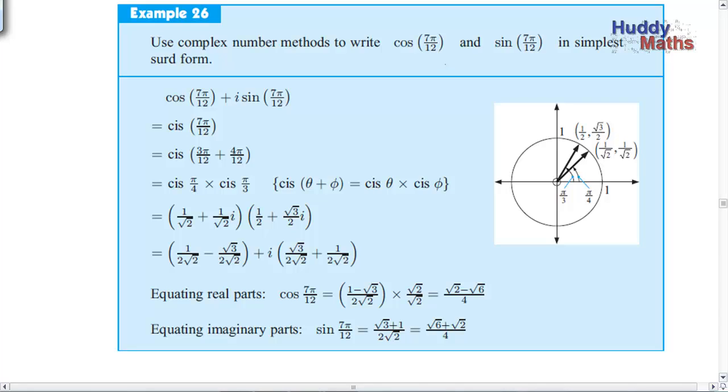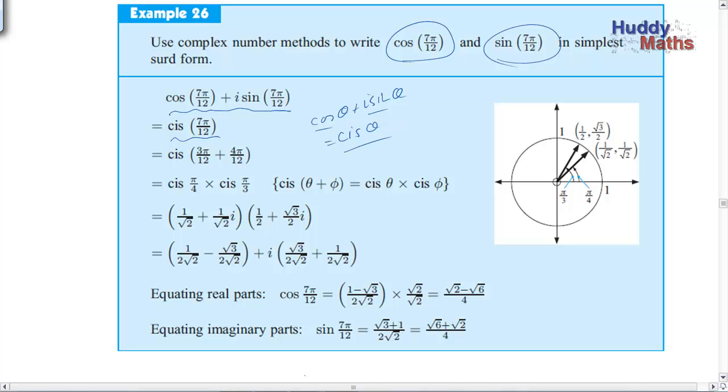Use complex number methods to write cos 7π/12 and sin 7π/12. This is really just an algebraic oddity. It's not going to be asked in exams. It's just an interesting point. So if you made up the complex number cos 7π/12 + i sin 7π/12, you could say that's cis, our abbreviation for cos θ + i sin θ. We abbreviate it as cis, a combination of cos and sin, cis θ.